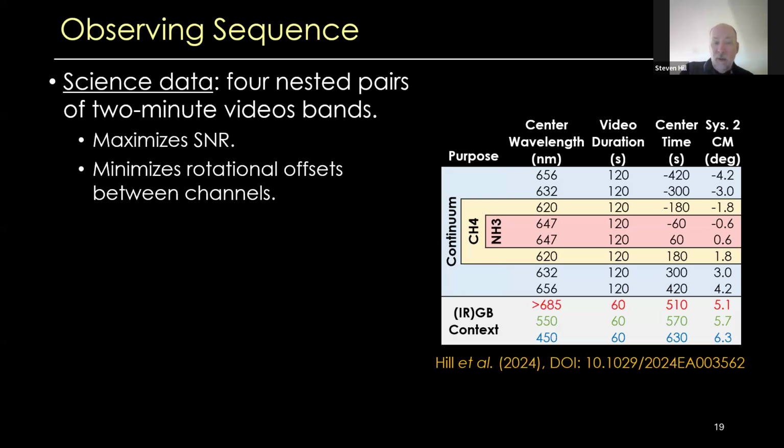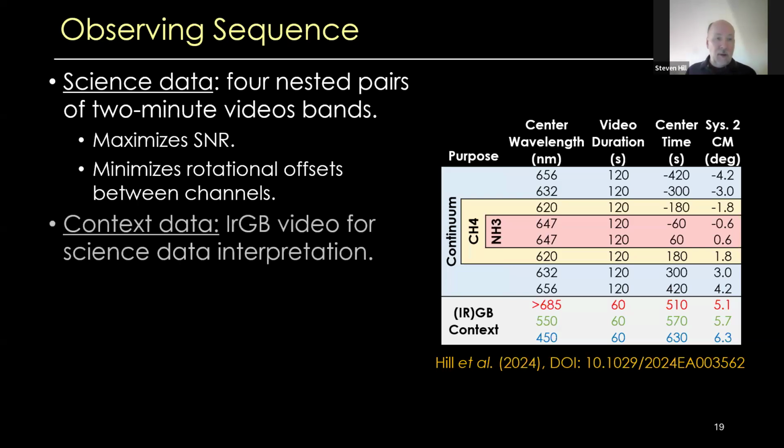By doing this nested imaging, I both increase the signal to noise by having 2 videos of each band, but also it minimizes rotational offsets, because once you rotate the videos to the central meridian of the central observing time in this window of observation, you've got symmetry both on the before and after center time images. And so it works out better that way to minimize the offsets. And then I also take context data, IRGB videos, for science data interpretation.